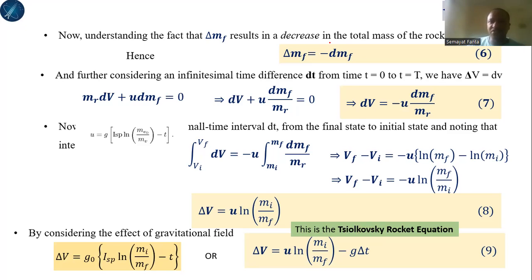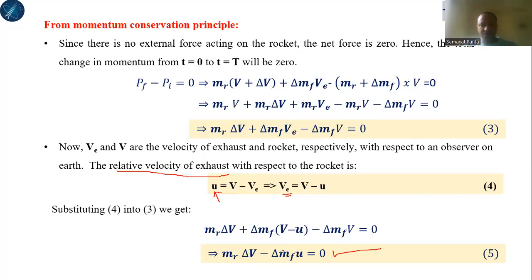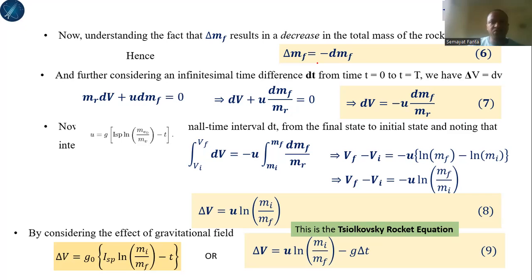So let's substitute this instead of delta mf in the previous equation. We have mr dv, where delta v becomes dv, and delta mf becomes minus dmf. By doing that, we have this equation, which means mr dv plus u dmf equals 0. That gives us dv equals minus u dmf over mr.